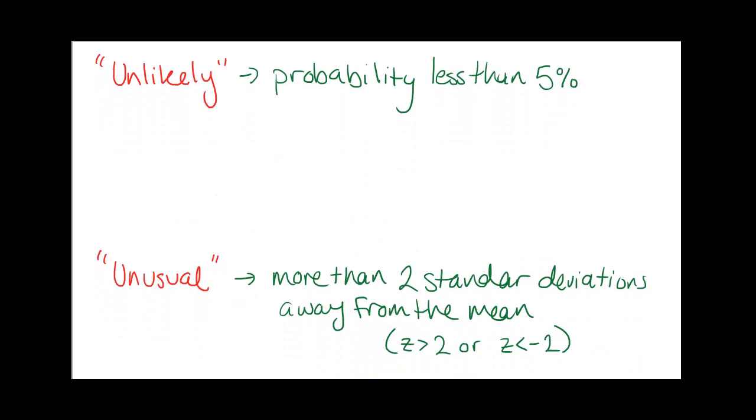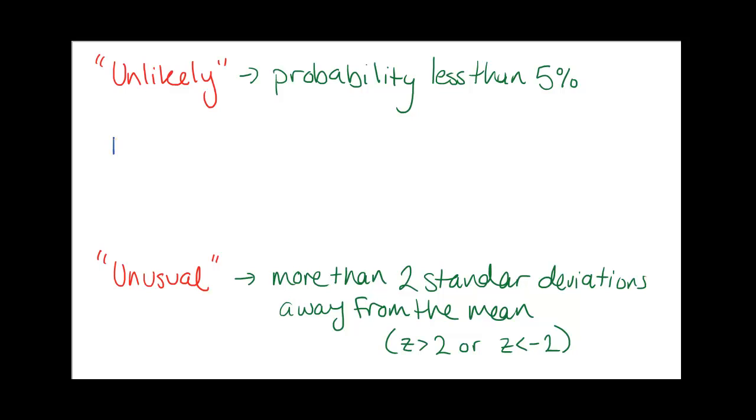So in statistics we like to use two different words. The first is unlikely. Unlikely is just saying that there's a low percent chance that this will happen. In this class, the guideline is going to be 5%. If the probability is less than 5%, we consider that unlikely. If it's more than 5%, we could call it likely or just not unlikely. This is very similar to the phrase unusual that we talked about before, but these are slightly different.